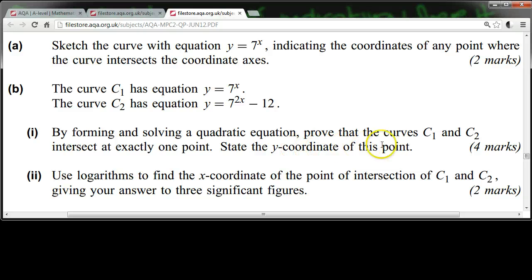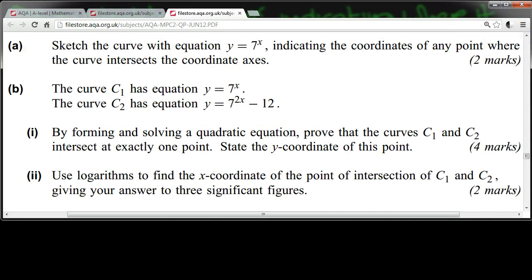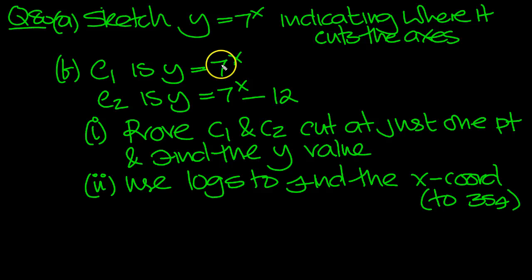State the y-coordinate of this point. Use logarithms to find the x-coordinate of the point of intersection of C1 and C2. Give your answer to three significant figures. So let's have a look at it then. This should be 7 to the 2x here, shouldn't it? Put that in. Okay, so I've summarized the question here.